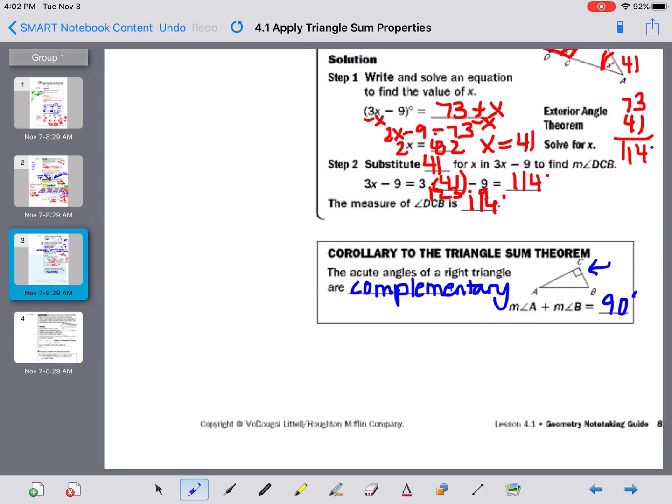90, okay? So what this corollary allows you to do is if you see a right triangle, you can ignore the right angle and just say the other two have to equal 90 and do the math with just those two. You don't have to do it. You can just add the 3 inside up to 180 and go from there. Your choice. But this is kind of a way to maybe shortcut a little bit.